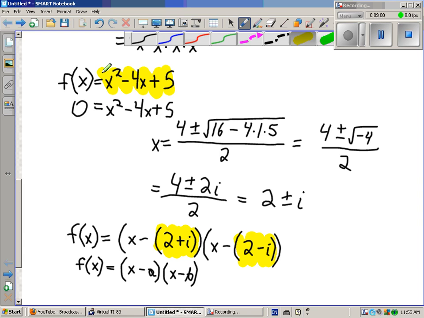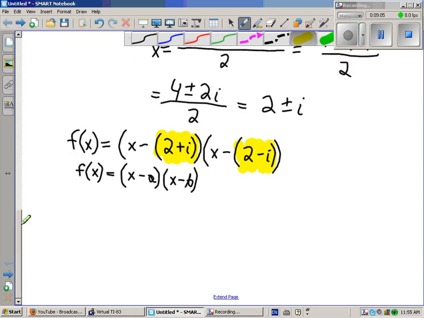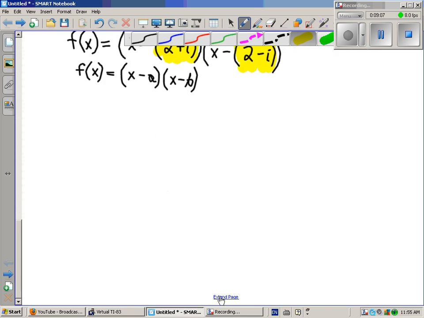Here's something I'd like to point out about these two zeros. Notice how 2 plus i and 2 minus i are complex conjugates of one another. Complex conjugates are those numbers that we multiply by one another in order to get a real number, and we used them quite a bit when we were dividing imaginary numbers. So here's another theorem that I'd like to toss out to you. It's called the complex conjugate theorem.